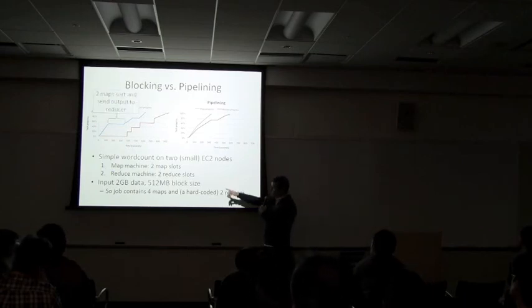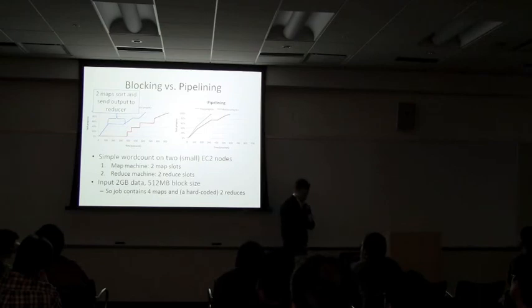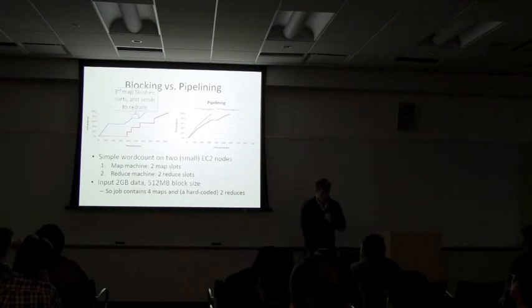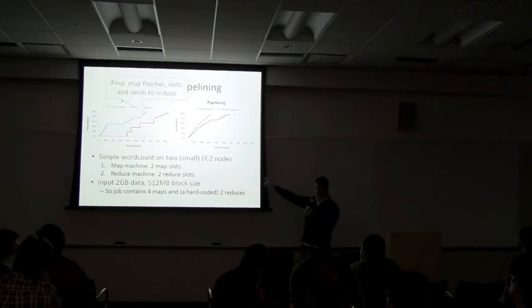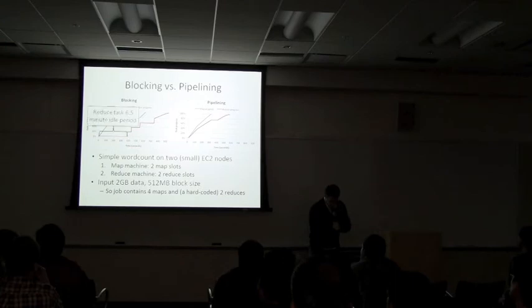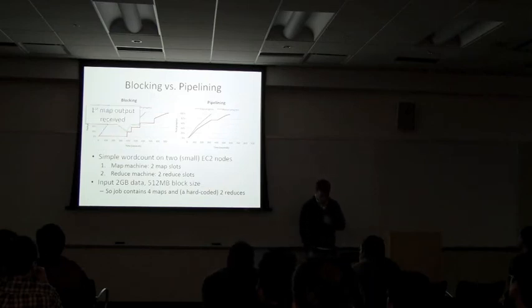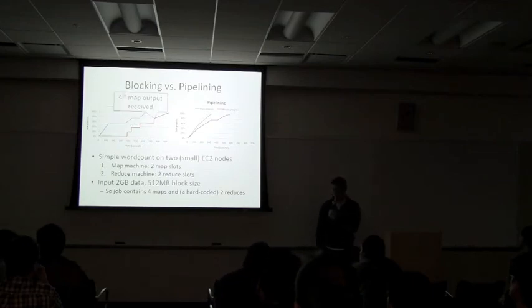Here at this point, we have 2 maps finished, and what they're doing is sorting and sending their outputs to the reduces. There's a 3rd map finishing, sorting, and sending its output to the reduce. And here's the final map, finishing and sending its output to the reduce. Now here's an idle period on the reduce side of about 6.5 minutes. Here's where the first map output was received, second map output, 3rd, and the 4th.